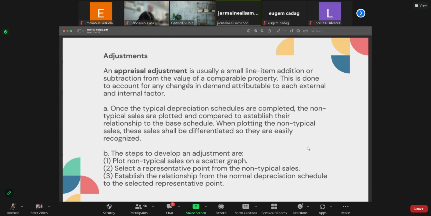Adjustments. An appraisal adjustment is usually a small line item addition or subtraction from the value of a comparable property. This is done to account for any changes in demand attributable to internal and external factors. Once the typical depreciation schedules are completed, the non-typical sales are plotted and compared to establish the relationship to the base schedule. When plotting the non-typical sales, these sales shall be differentiated so they are easily recognized.